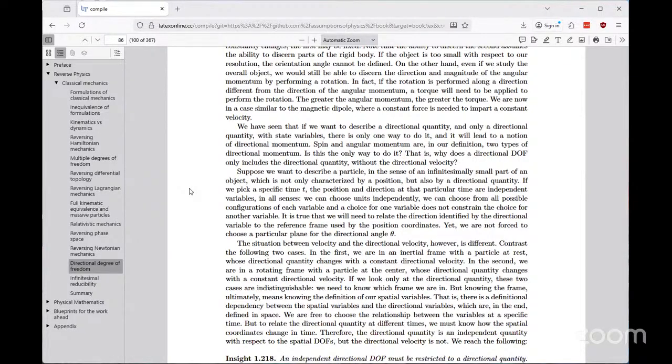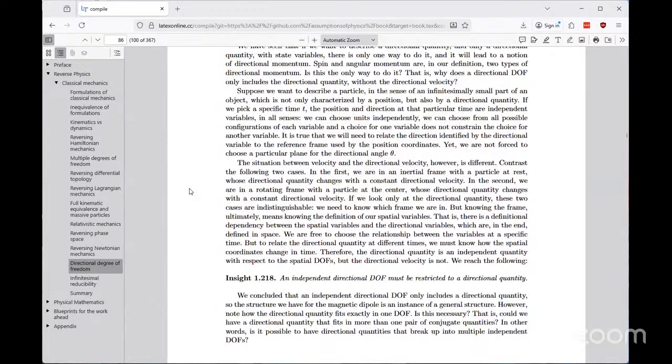The situation between velocity and the directional velocity, however, is different. Contrast the following two cases. In the first, we are in an inertial frame with a particle at rest, whose directional quantity changes with a constant directional velocity. In the second, we are in a rotating frame with a particle at the center, whose directional quantity changes with a constant directional velocity.